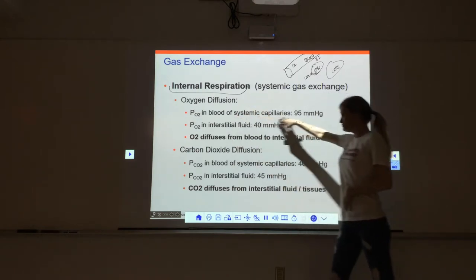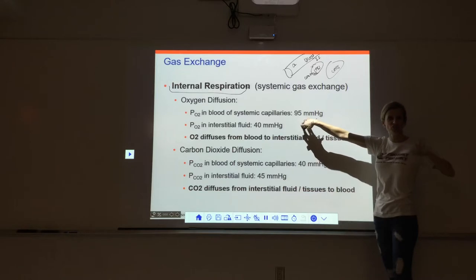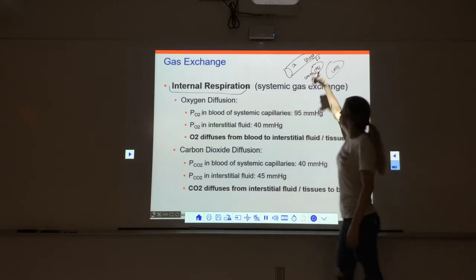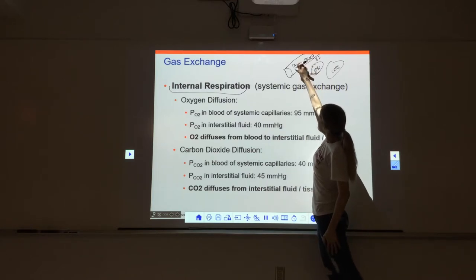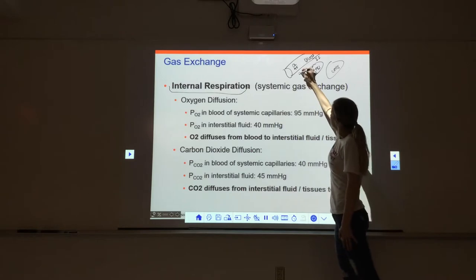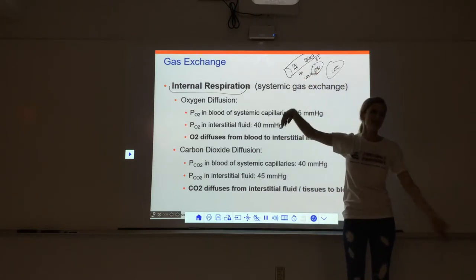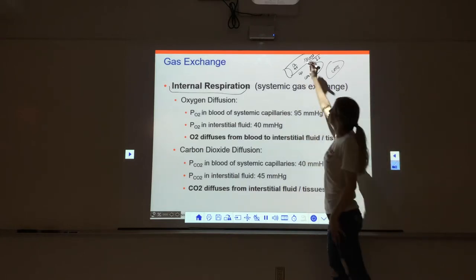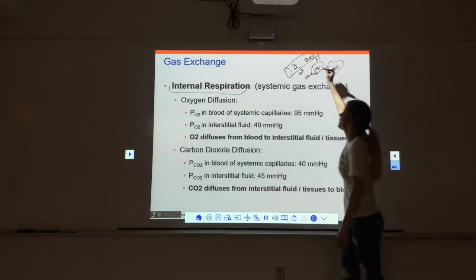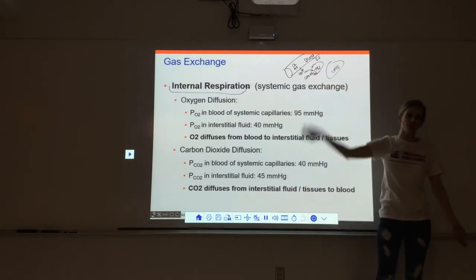So oxygen, once we get out to the systemic capillaries, the partial pressure of oxygen is a little bit lower than we saw in the alveoli, in the air. So we see the partial pressure of oxygen is about 95, and the partial pressure of oxygen in the interstitial fluid is about 40. It goes from high to low, right? We've said it a million times. So the oxygen is going to leave the blood and go to the interstitial fluid. Then remember, the oxygen will go from the interstitial fluid into the cells. The cells will use the oxygen to do what?